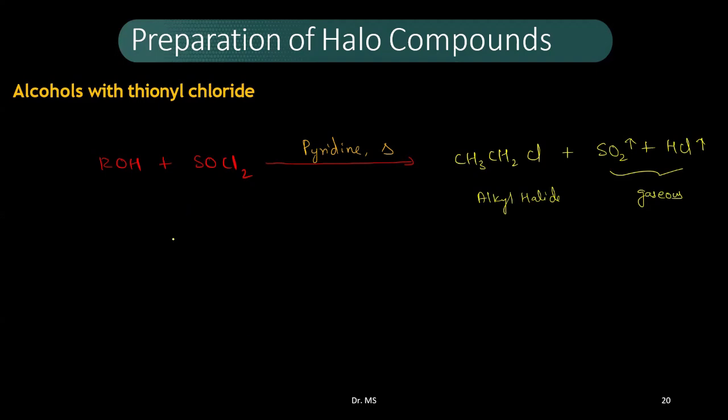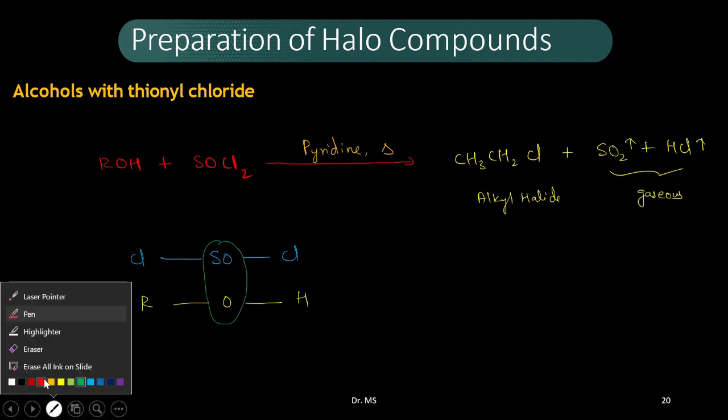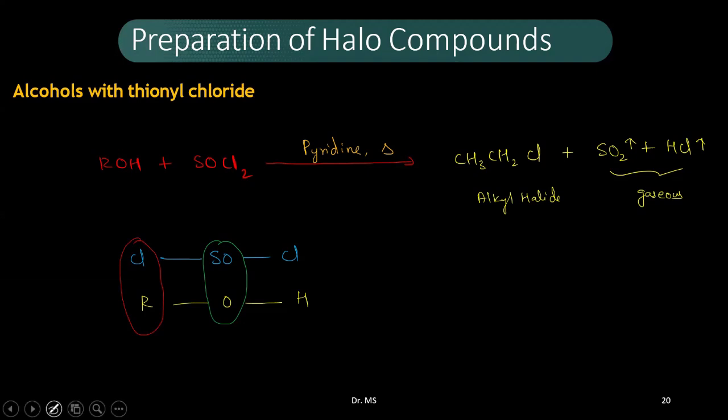How does this reaction happen? First suppose you take SOCl2. The SOCl2 can be written as SO attached to two chlorines on either side. And ROH, R is on one side, O is in the middle, and H is on the other side. So the bond will happen this way: between SO and O, between R and Cl, and between Cl and H. So this turns out to be HCl, this turns out to be SO2, and this turns out to be RCl.